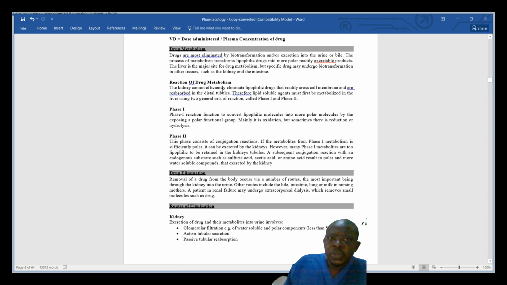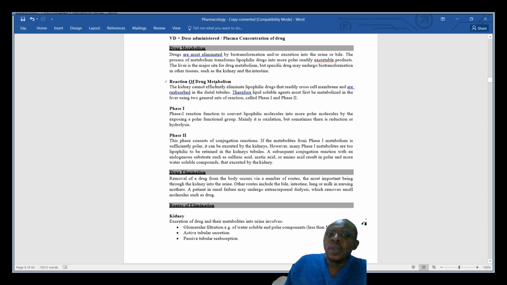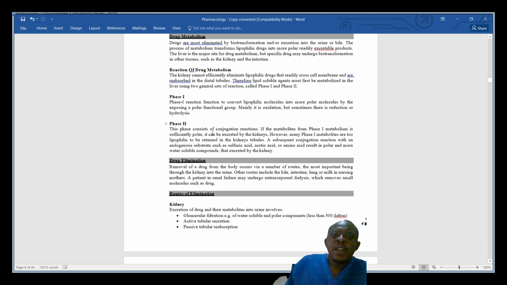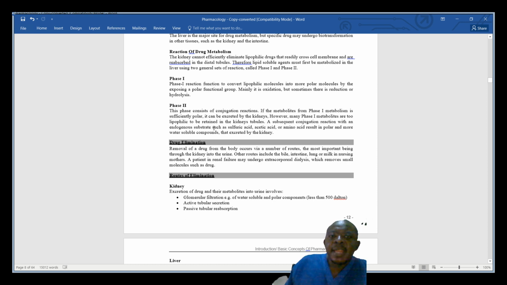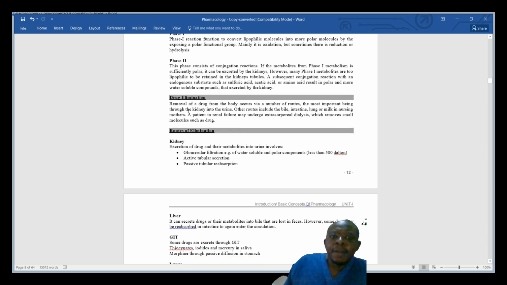Then drug metabolism, which has two phases, phase 1 and phase 2. Phase 1 is mostly about oxidation, reduction, and hydrolysis. Phase 2 is about the remaining lipophilic molecules that become conjugated so that they can be excreted by the kidney. Then we have looked at drug elimination, which is another step in pharmacokinetics. It's the drug coming out.